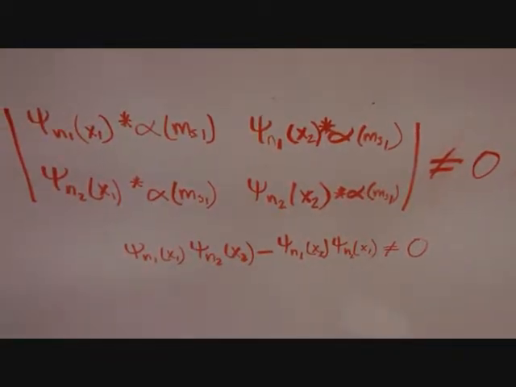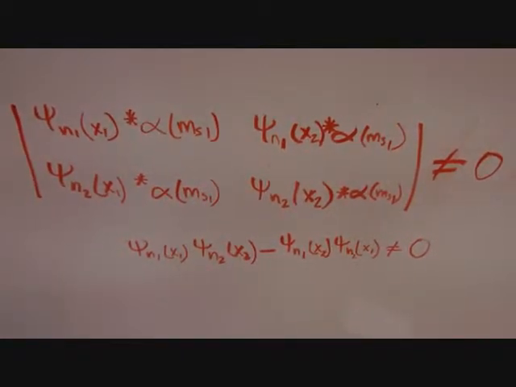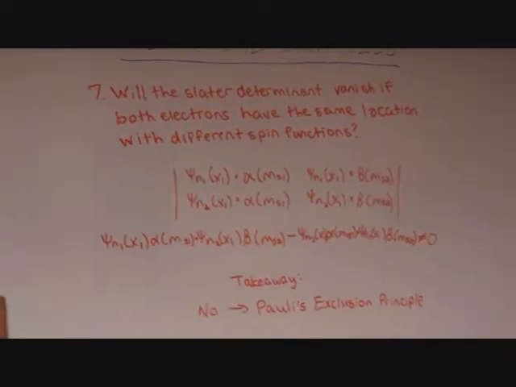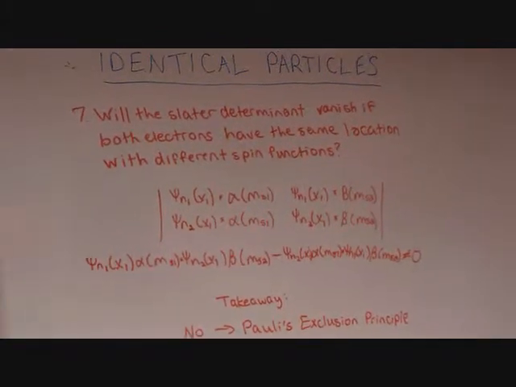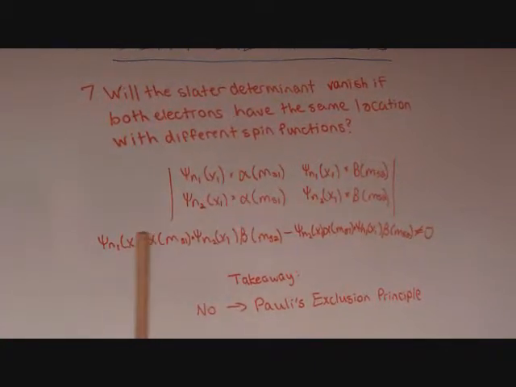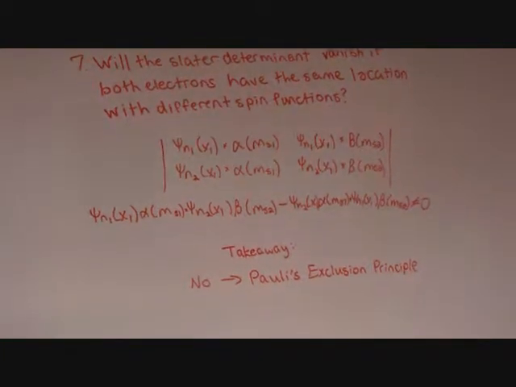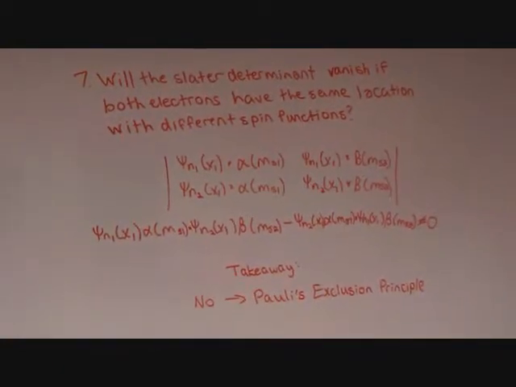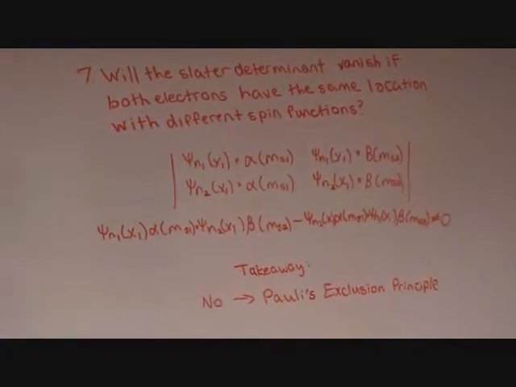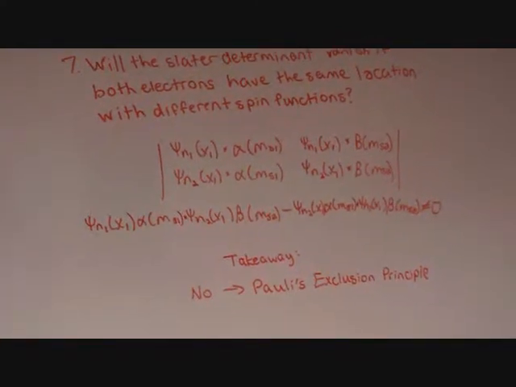The takeaway from this problem is that two particles can have the same spin if they are in different locations and energy levels. In order to evaluate if the Slater determinant will vanish if both electrons have the same spin or same location with different spins, we had to evaluate the Slater determinant, and we determined that it will not vanish. So the significance of this is that since it does not vanish, it means that they can occupy the same location with different spins, which basically proves Pauli's exclusion principle, that in order to be in the same location, they have to have different spins.